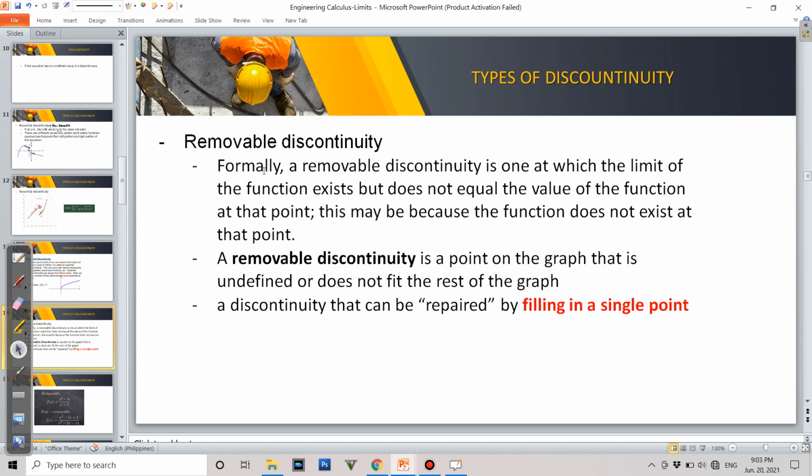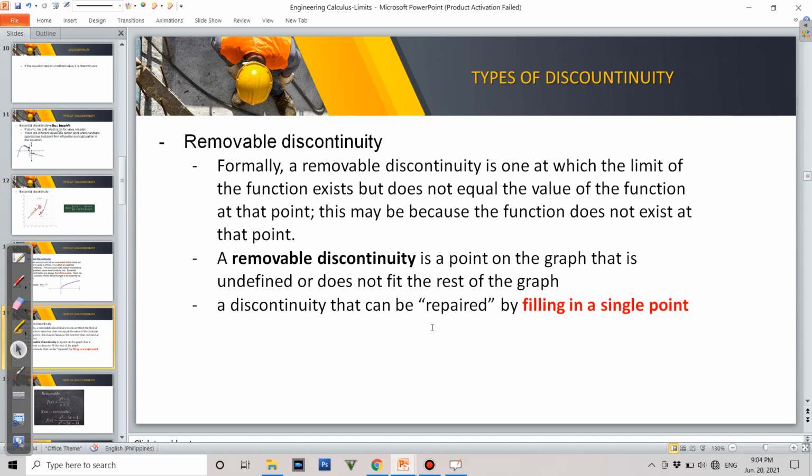Okay, so removable discontinuity. Formally, a removable discontinuity is one at which the limit of the function exists but does not equal the value of the function at that point. This may be because the function does not exist at that point. A removable discontinuity is a point on the graph that is undefined or does not fit the rest of the graph. A discontinuity that can be repaired by filling in a single point.